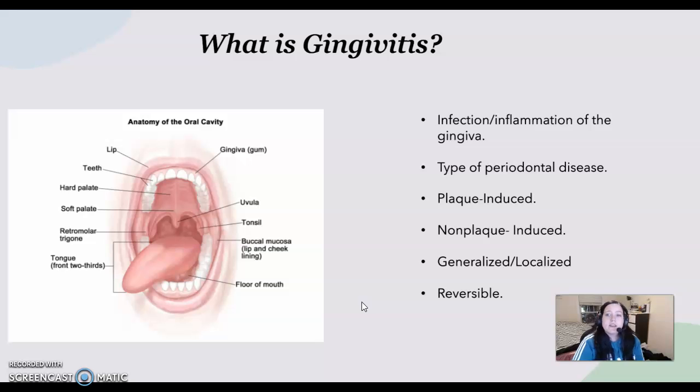What is gingivitis? It is an infection which causes inflammation in your gingiva, also known as the gums that surround your teeth. It's a type of periodontal disease. There are multiple different diseases that can occur in the mouth. Gingivitis is one of them. There are two types, plaque-induced and non-plaque-induced, and it can also be generalized, widespread throughout your whole mouth, or localized, just contained to a few teeth or a certain area. Gingivitis is also reversible, so any kind of overgrowth, inflammation, redness, all of that can be restored back to typical health.